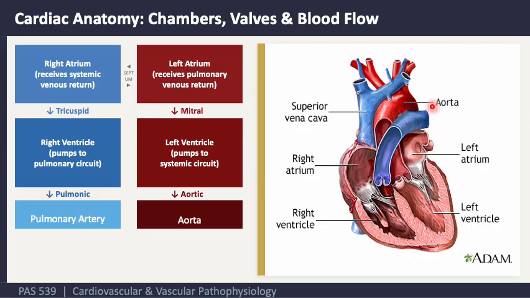Then the blood will return via the pulmonary veins back into the left atrium. Then through the mitral valve, the blood will travel down into the left ventricle. The left ventricle will then push this blood through the aortic valve into the aorta, where it will go out into the system.